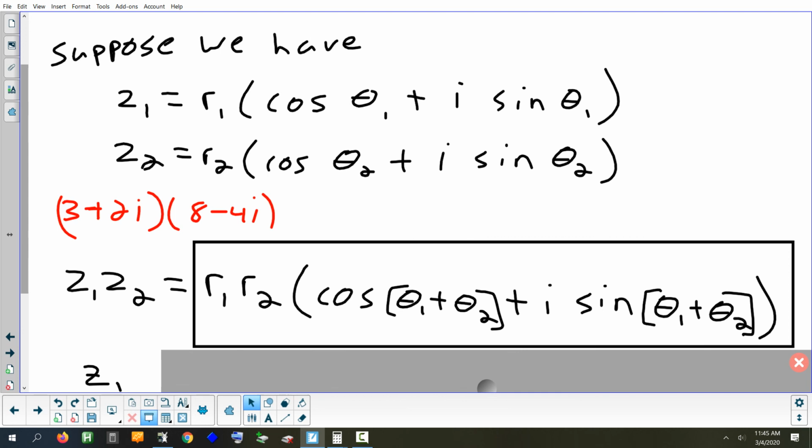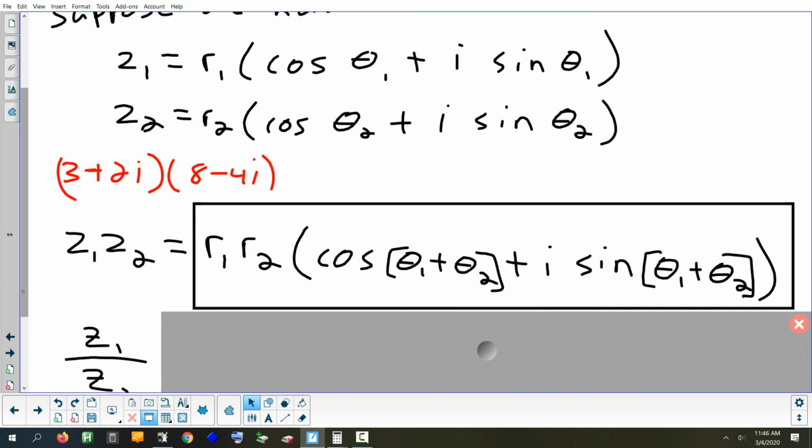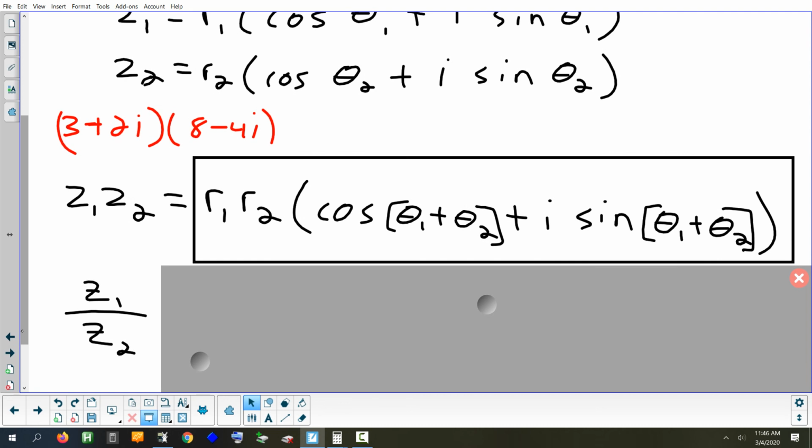So to multiply 2 complex numbers in trig form, you only have to do 2 things. Multiply the 2 numbers in front, and then add the 2 angles together. We're going to try 1 multiply, and we'll do probably 1 divide. Divide is very similar. The old way, I just showed you guys: conjugate, all that stuff.